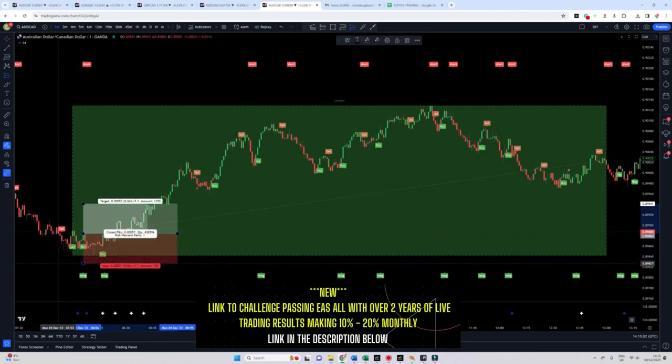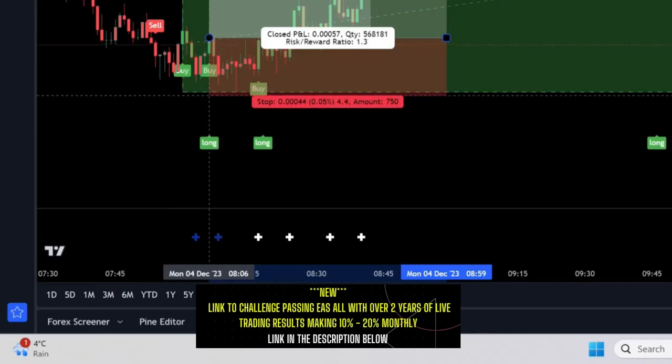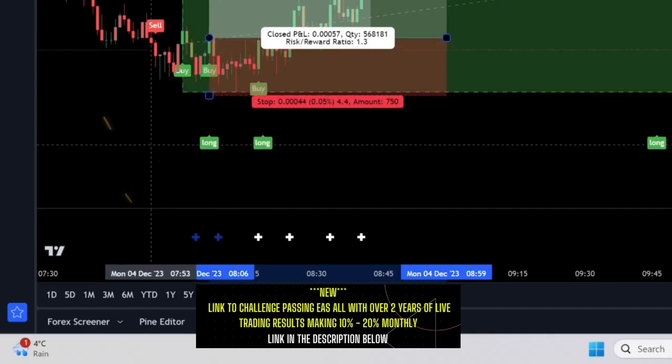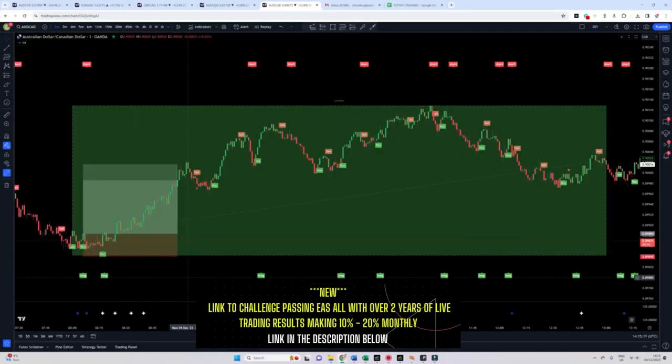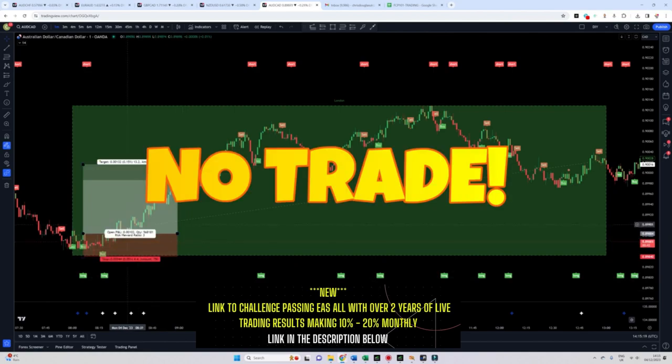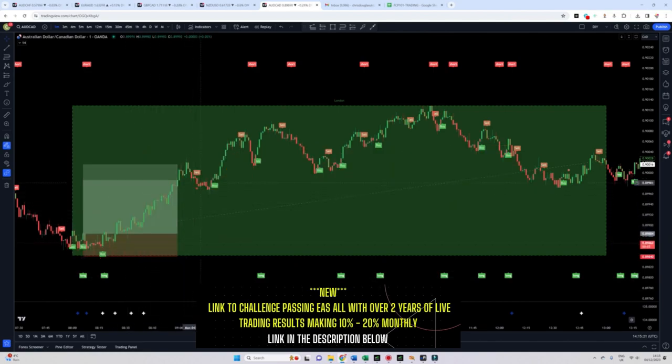Now, the system is very simple. What we need to have is two buys or two sells literally on top of each other, completely in line with each other. If there's one bar difference to the left or to the right, then you completely ignore the potential trade, okay, and you don't go in it.